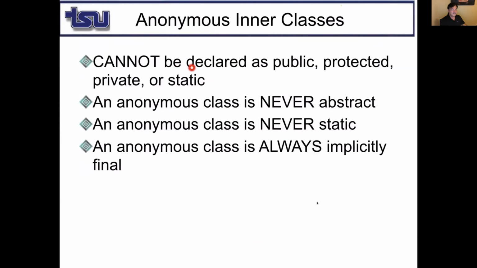An anonymous inner class cannot be public or protected. There is no such thing. You cannot have that context anyway. Anonymous classes cannot be abstract, never static. They're always implicitly final. That means they cannot be the superclass of another class. I mean, it doesn't have a name anyway. How can you make it a superclass of another class?